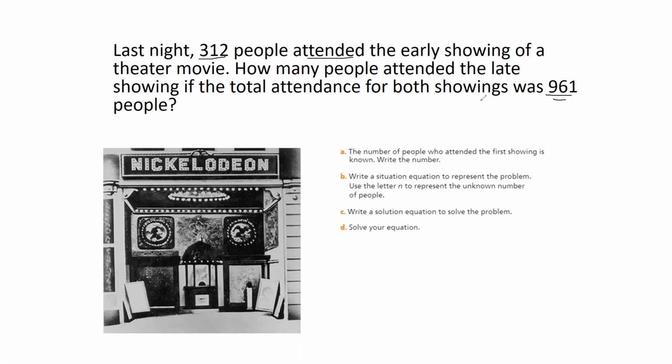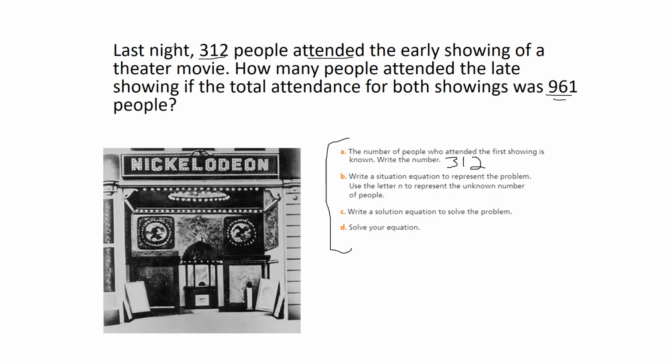So here is what we have to answer. We have to answer A through D. The number of people who attended the first showing is known. Write that number. 312. It is known. We read it. It said the first showing is 312.